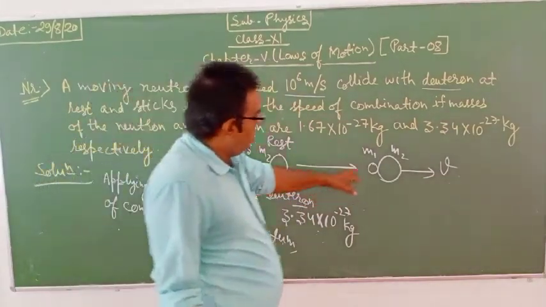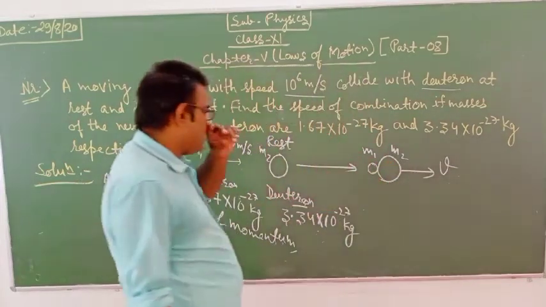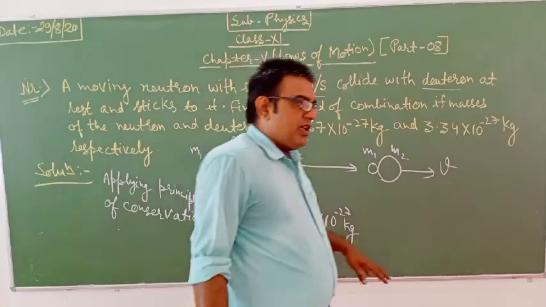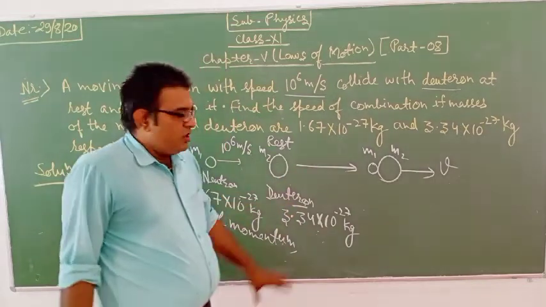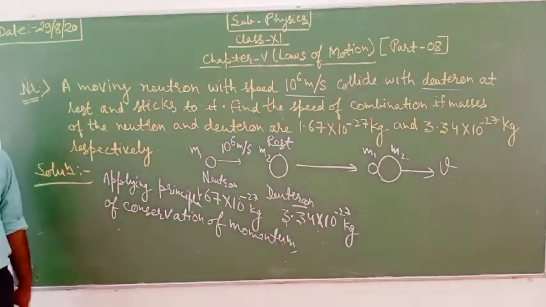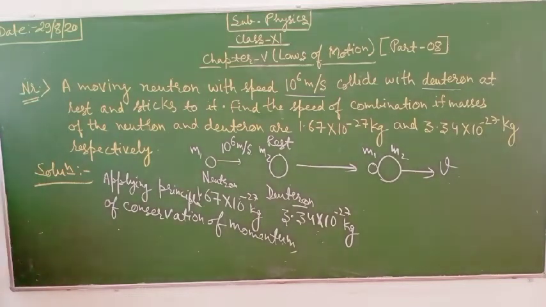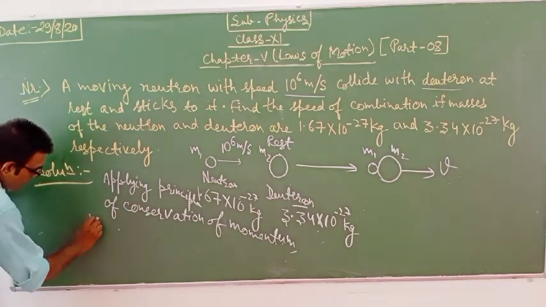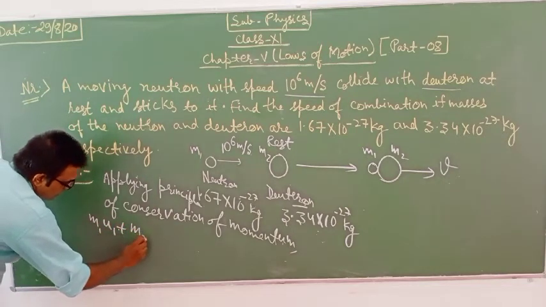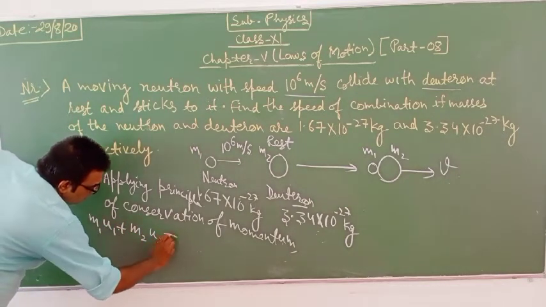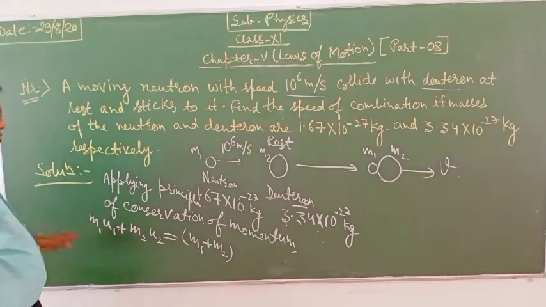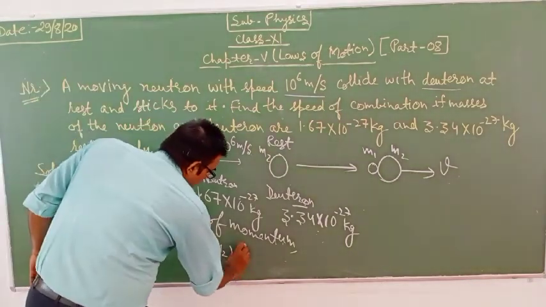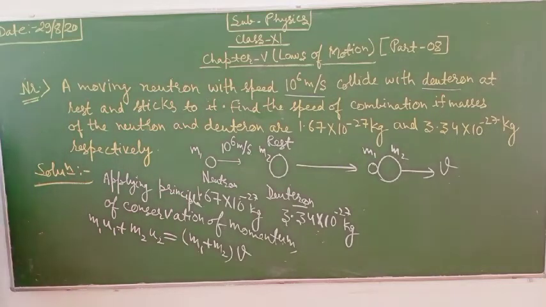We apply the principle of conservation of momentum because there is no external force being applied. Whatever force is applied is by m1 on m2 and m2 on m1. These are internal forces, so they cancel each other, and the net external force on this isolated system is 0. So we apply conservation of momentum here: m1 u1 plus m2 u2 is equal to m1 plus m2, because both the masses stick with each other, times the final velocity v.